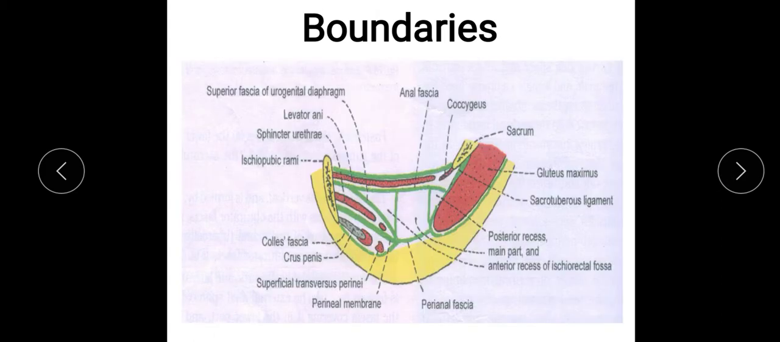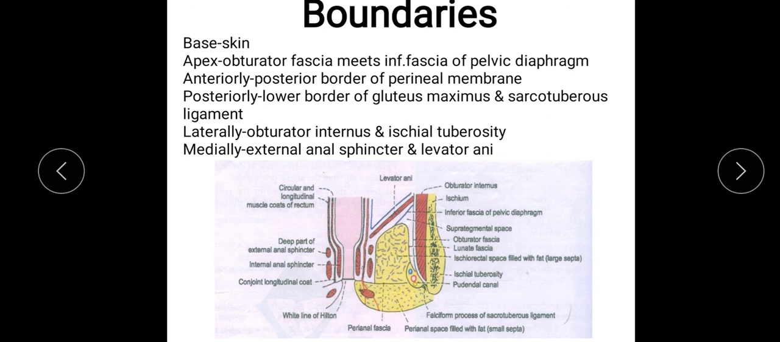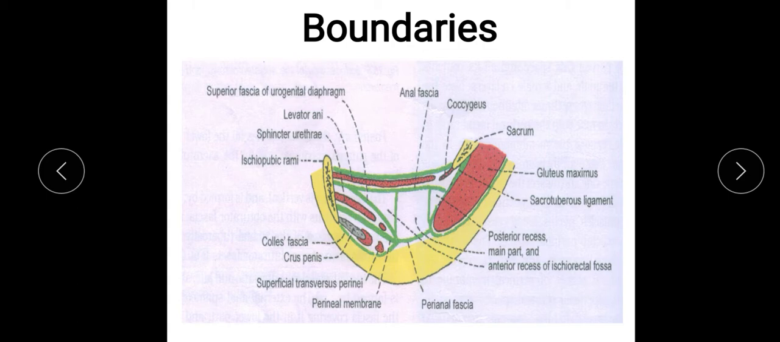Posterior border. The posterior boundary is formed by the lower border of gluteus maximus and the sacrotuberous ligament. This one is the sacrotuberous ligament. This forms the posterior boundary of the ischial fossa. And the anterior boundary is formed by the posterior border of the perineal membrane. This one is the perineal membrane. This perineal membrane forms the anterior boundary of the ischial fossa. This space is the ischial fossa.